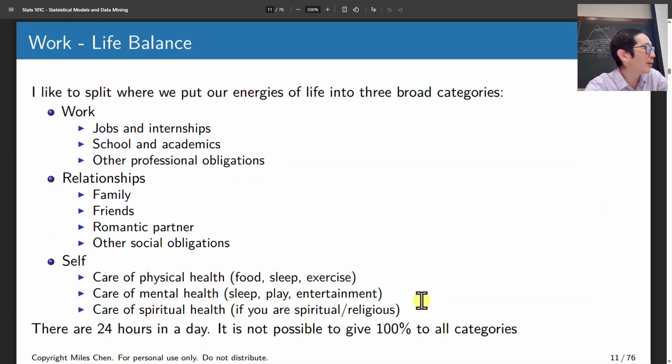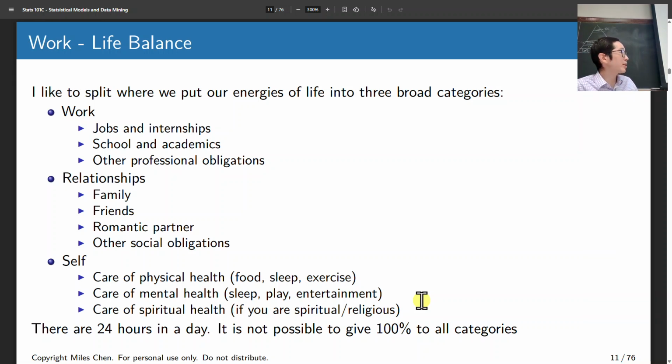I'd like to talk a little bit about work-life balance and stuff. Broadly speaking, there's different categories where we can put our time and energy into. And we only have 24 hours in a day. And we can't put 100% in everything, okay? You can put energy into work, which includes school, and actual jobs and things like that. Okay, you can put time and energy into relationships, and that's going to be things with your family, friends, your romantic relationship. And then you can also put time and energy into yourself, right? Taking care of your physical health, your mental health, spiritual health, all of that.